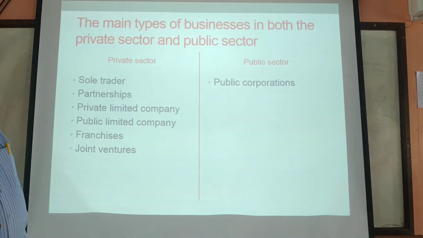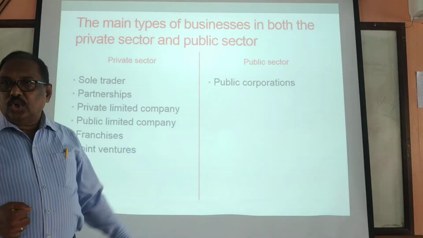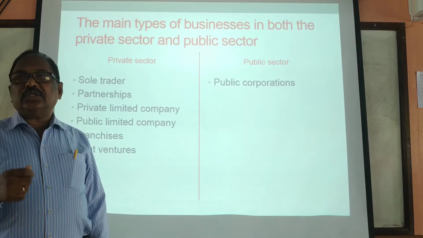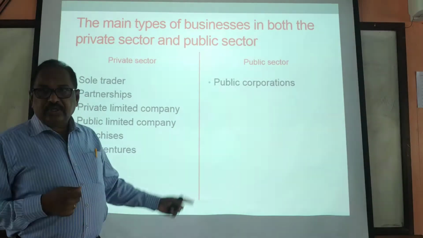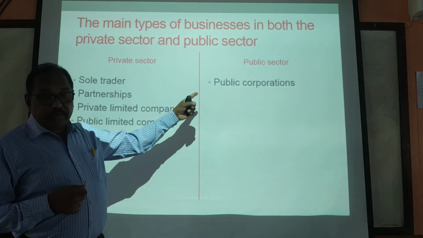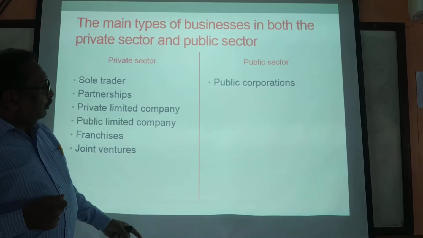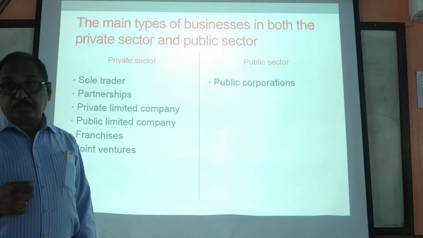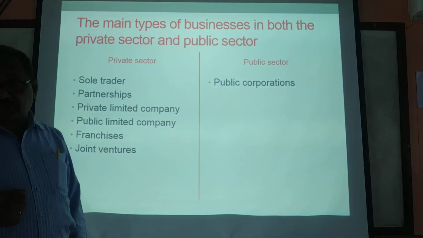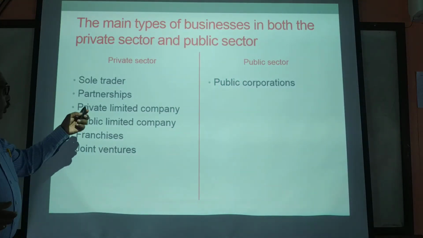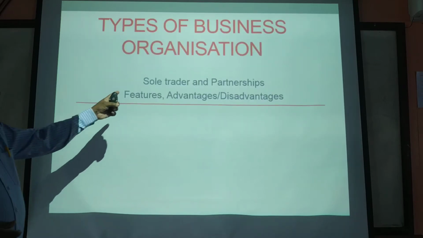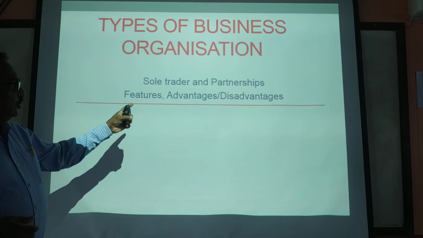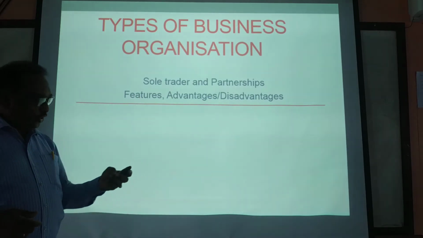And also, there is another sector called public sector, whose owner is the state, means the government. Government also runs businesses. One of the main businesses the government runs is public corporations. It is not public cooperation, it is public corporation, right? So, we are going to deal with these first two businesses in this class. Sole trader and partnerships. Features and their advantages and disadvantages.